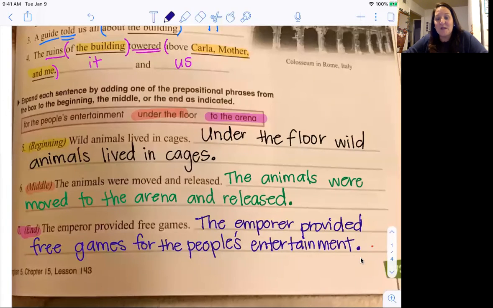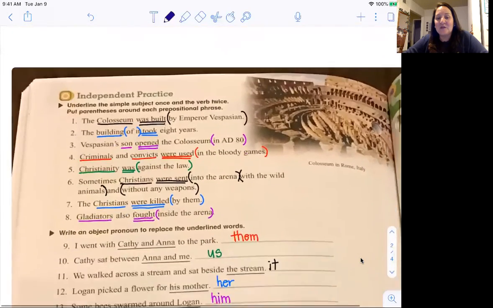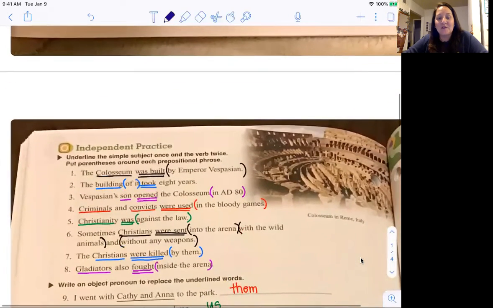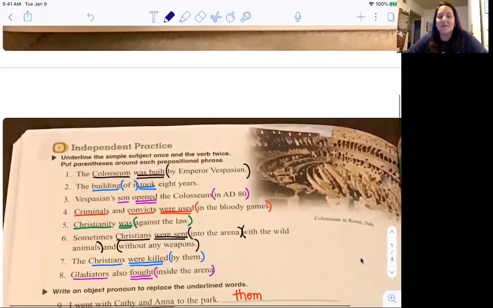Okay, so hopefully you've pressed pause. We're going to welcome back. Let's look at the first one. Underline the simple subjects once and the first verb twice, and put parentheses around each prepositional phrase. Okay, so the first one, I'm going to do it like this. I'm going to say subject and verb, and then I'm going to tell you the prepositional phrase.